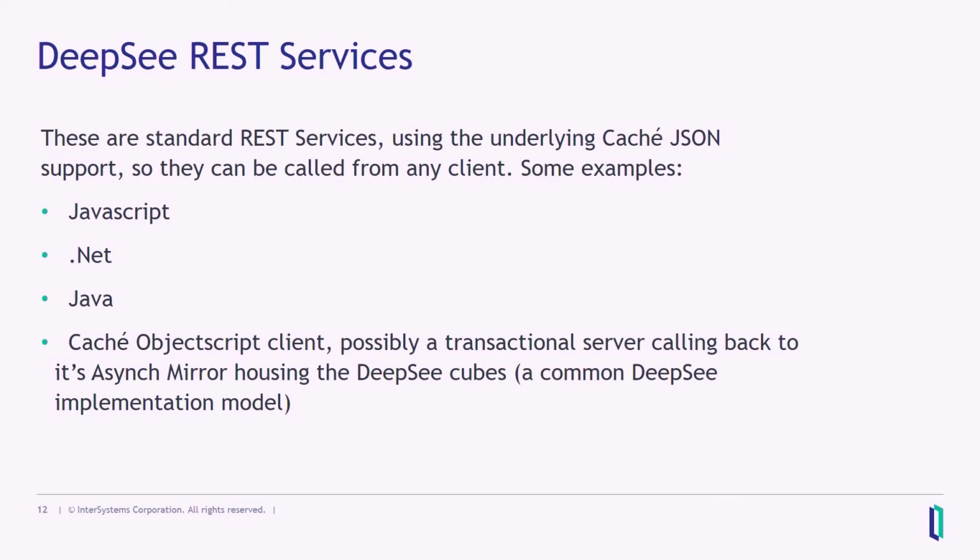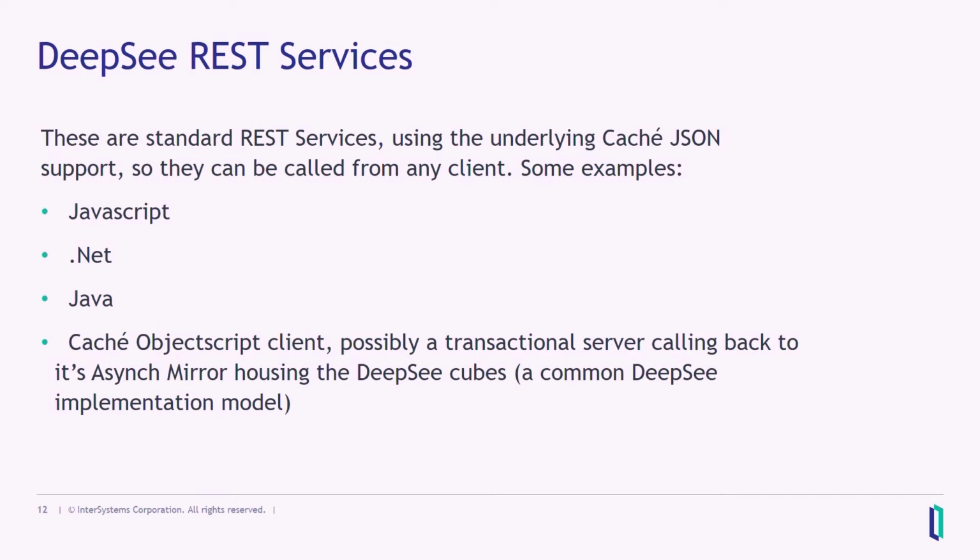And in the case of Caché ObjectScript, I think it's worth mentioning as well that a very typical implementation architecture is to have a mirror pair of Caché servers. We have a primary and a backup, and then you have an asynchronous member, which is a near real-time replica of the mirror pair. And that's where you might house your DeepSee cubes on your asynchronous member. And then you have RESTful invocation from your primary member within the mirror through to the DeepSee cubes in the asynchronous member. The reason for that is that you're taking the load off the transactional system and putting it onto an asynchronous member.